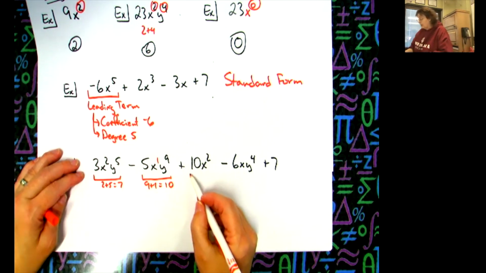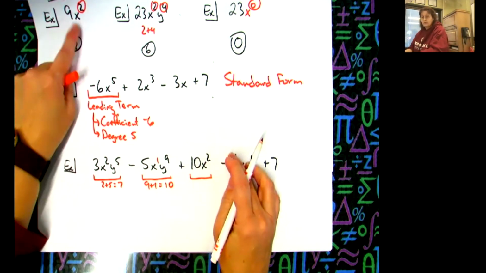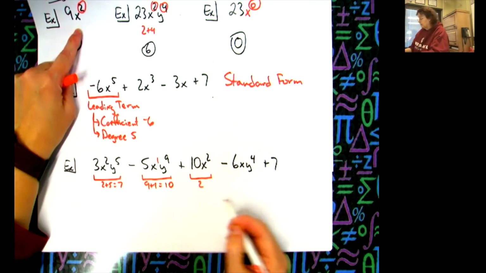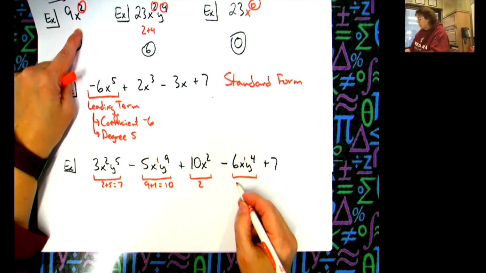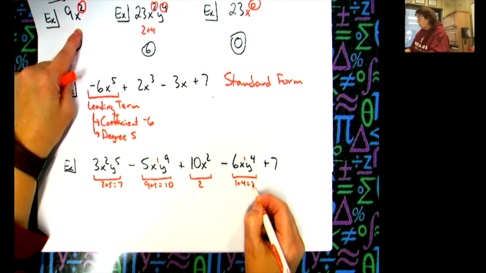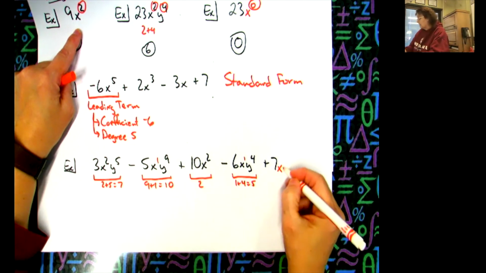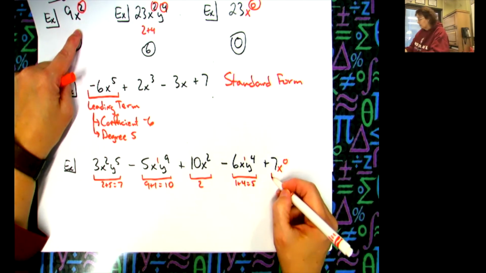All right, this one, there's nothing to add. It's just like this first one right here, so it has a degree of 2. I am adding here with that imaginary 1, so 1 plus 4 is going to give me a degree of 5 right there. And then this has that x to the 0 power, so this degree is 0.